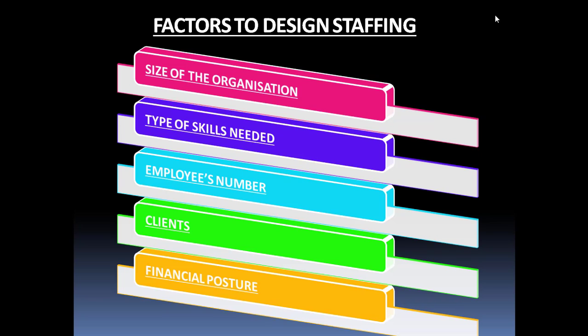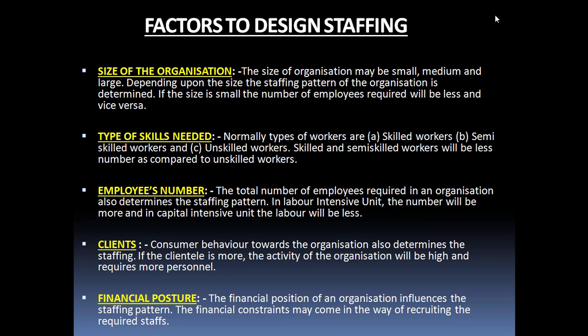There must be some plans, right? So there must be certain factors on which these plans are made. So these are those factors on which the planning or designing of the staffing process of an organization is done. Now, the size of the organization can vary. It may be small, medium or large. So depending upon the size, the staffing pattern of the organization is determined, right? That is, if the size is small, then an organization will require a lesser number of employees, whereas if the size of the organization is big, they will require a larger number of employees. So as per that, the staffing pattern can be designed. Right, this is very simple.